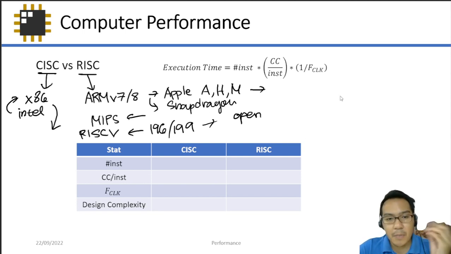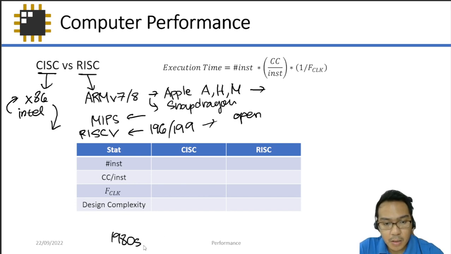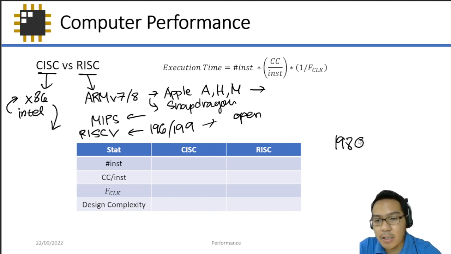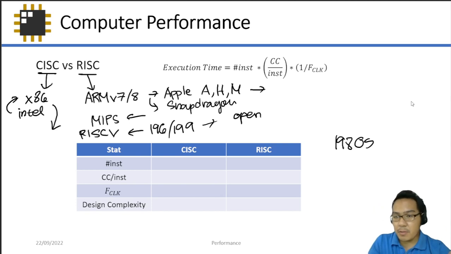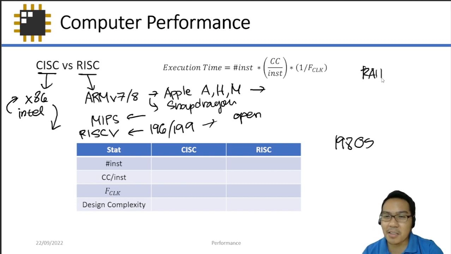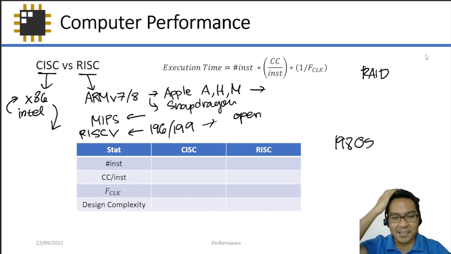So, okay, comparing CISC and RISC, let's pretend we are in the 1980s, where RISC was first introduced by some guy. I don't exactly remember the name anymore, but he's quite good because apparently the guy who developed RISC is also the guy who developed RAID, redundant array of inexpensive disks. If you're curious about that, just Google RAID. It's actually one of the most genius things I've ever seen.